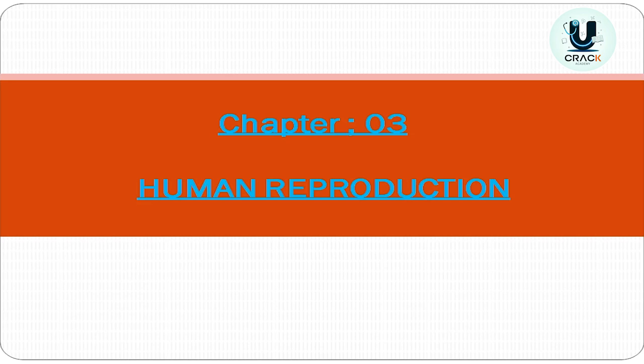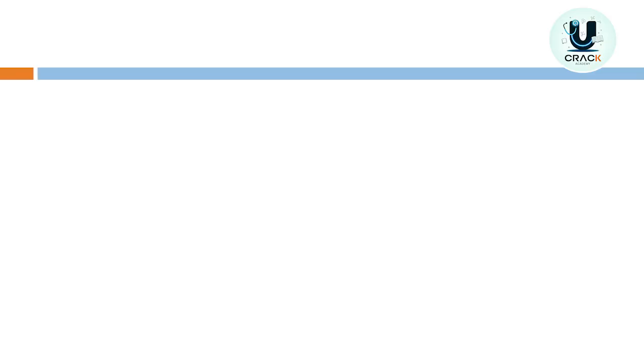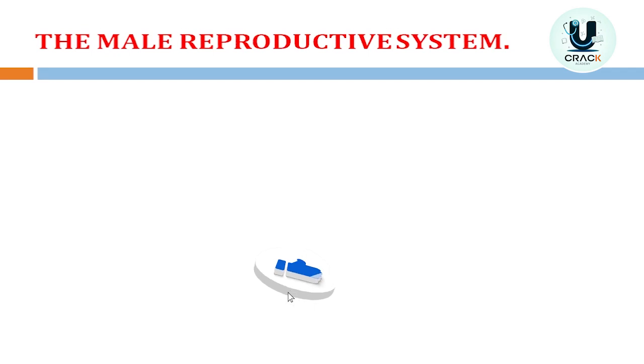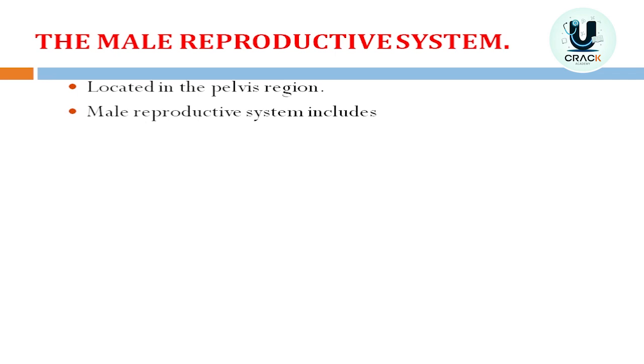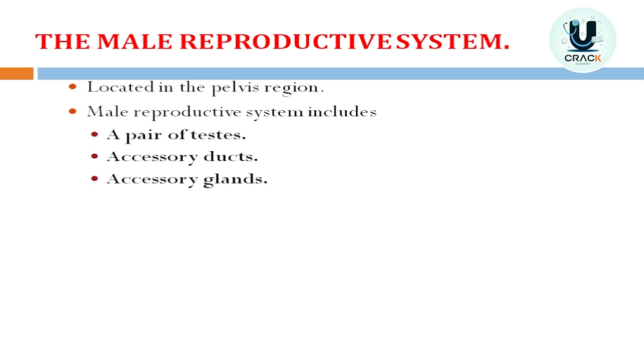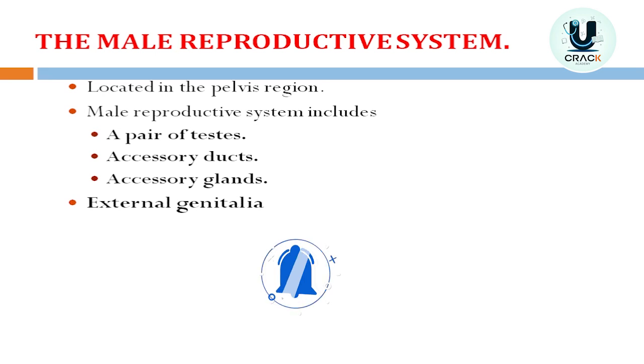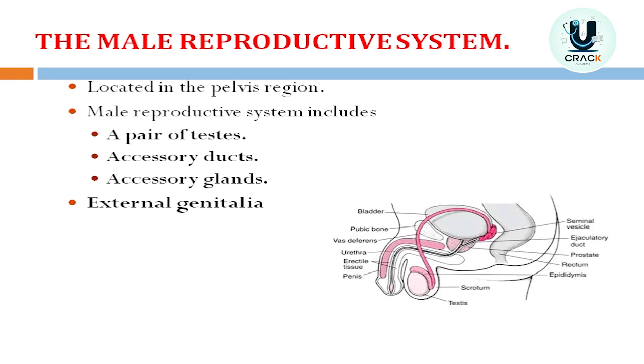Let us examine the male and female reproductive system in humans. The male reproductive system is located in the pelvis region, lower part of the abdomen. The male reproductive system includes a pair of testes, accessory ducts, accessory glands, and external genitalia. Look at the structure. I have mentioned the parts which are there.